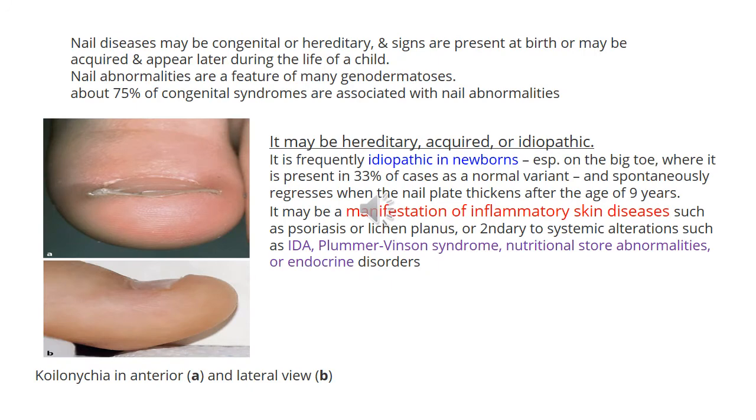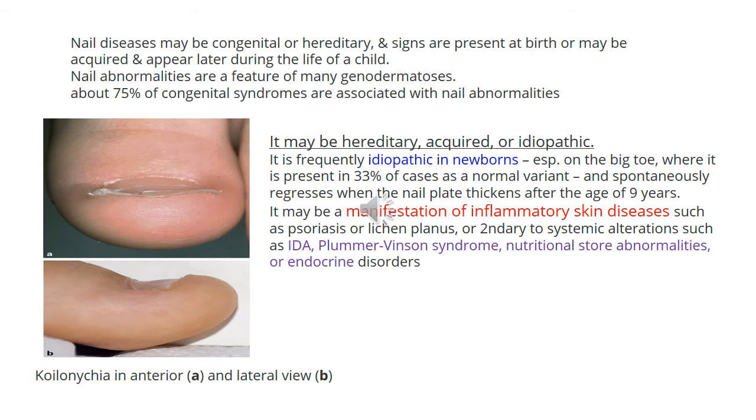Next slide, here you see nail diseases which may be congenital or hereditary, and signs are present at birth, or may be acquired and appear later during the life of the child. So this is the koilonychia, or spoon nail, anterior and lateral view. Nail abnormalities are a feature of many genodermatoses, inherited conditions. About 75% of congenital syndromes are associated with nail abnormalities.